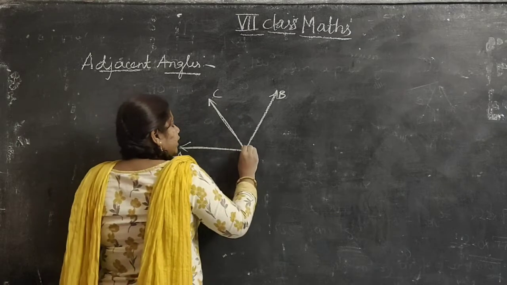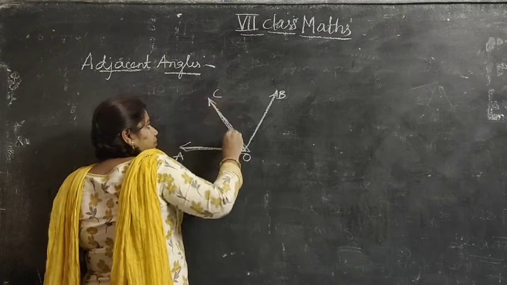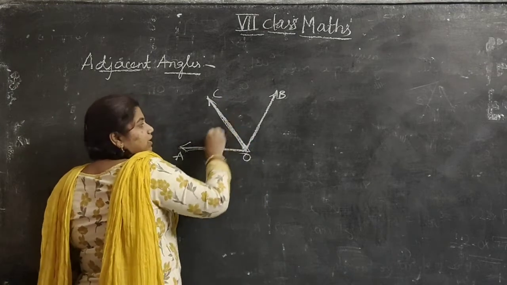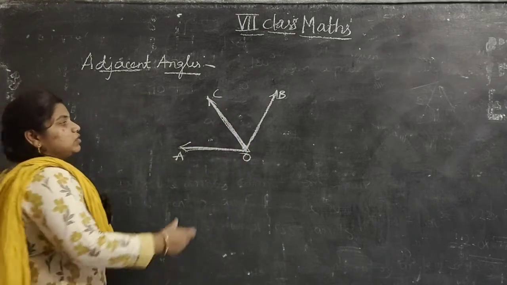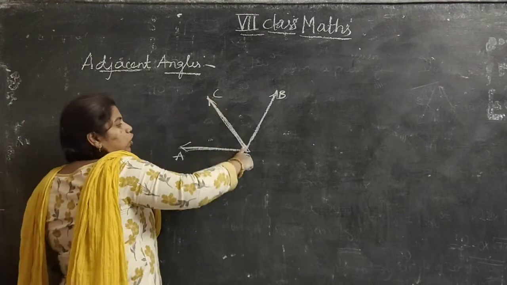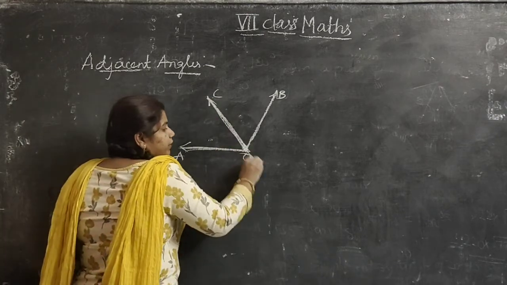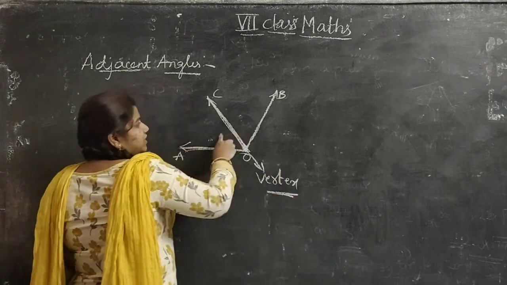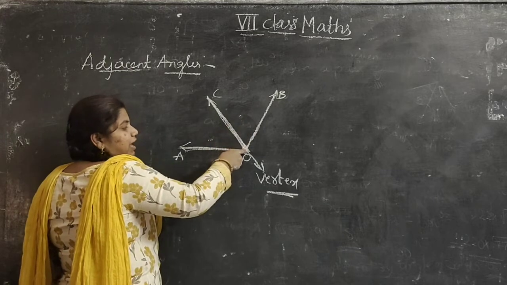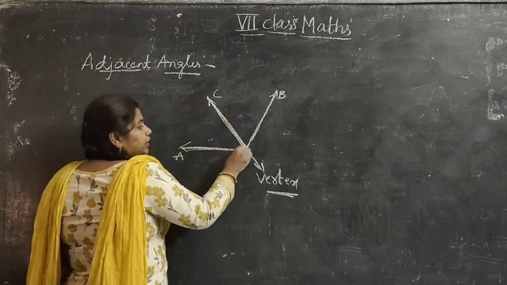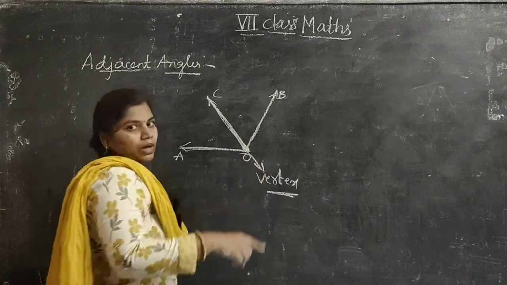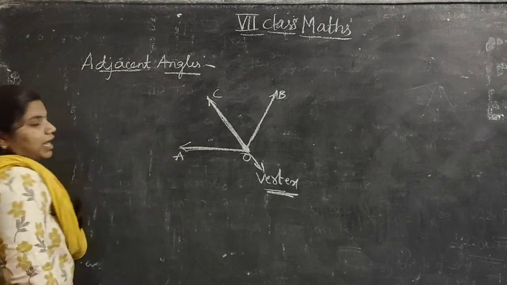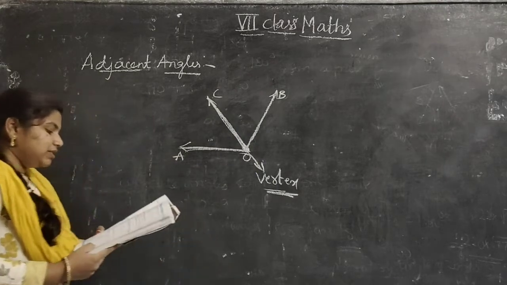So angle AOC and COB. This OC is a common arm for both the angles. So any two angles or any three angles which have a common arm and a common vertex, we will call them adjacent angles. They are lying side by side, having a common arm here, and also attached with only one vertex. This type of figure we will call adjacent angles. So what do you mean by adjacent angles?